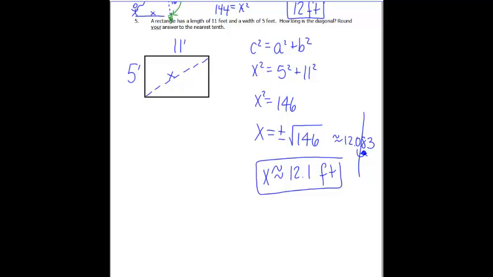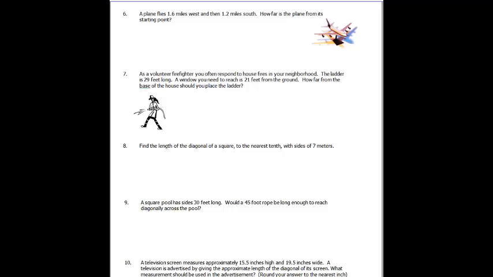Moving on, we go on to number 6. A plane flies 1.6 miles west, then 1.2 miles south. How far is the plane from its starting point? So I'm going to start my plane here. It flies west, then south, and I want to know this. So why don't you go ahead, plug in, and see what you can do on that problem.